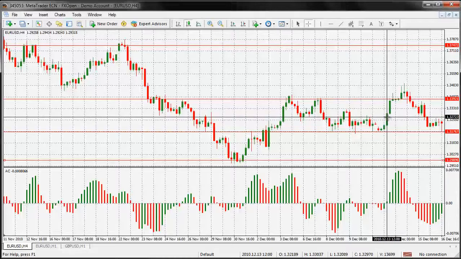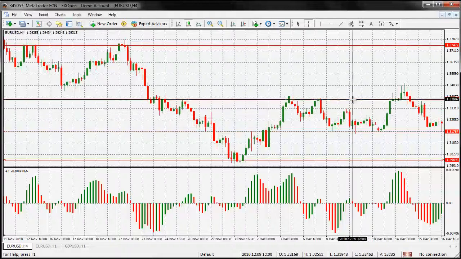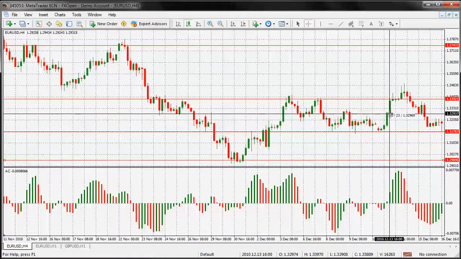Place our cursor over it. It's actually on a green candle. Then we can go long. We can target this area as our take profit, and then we can get like 94 pips there.